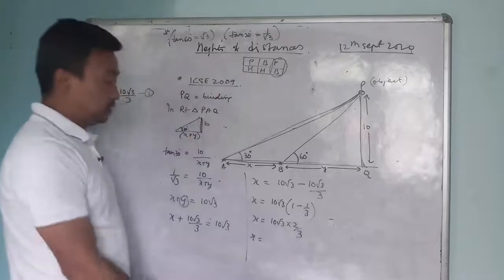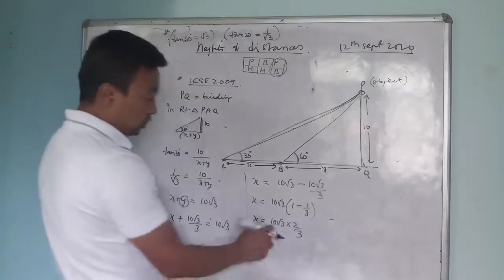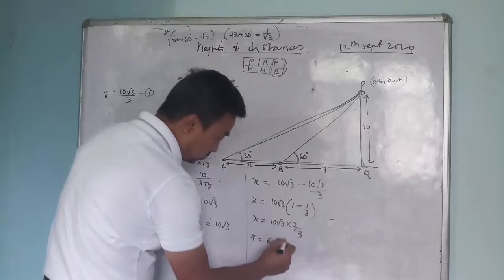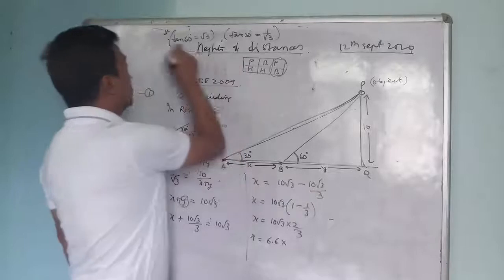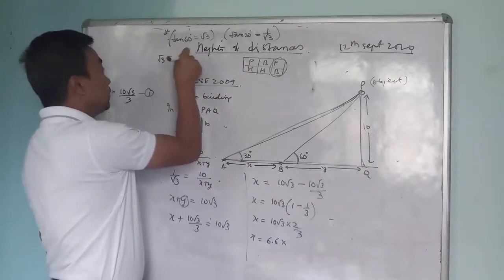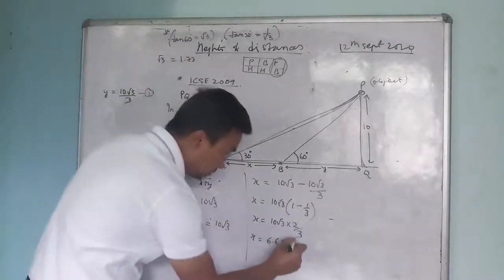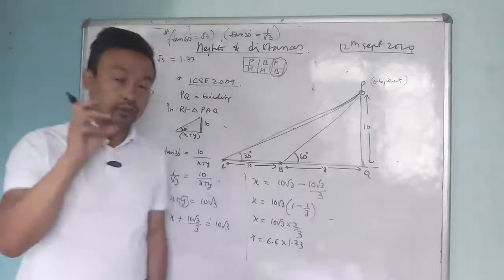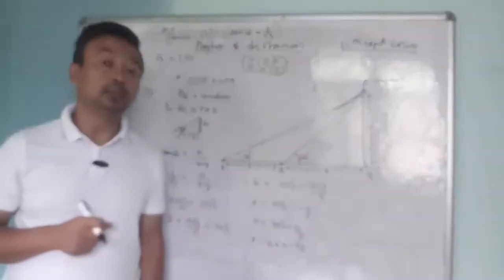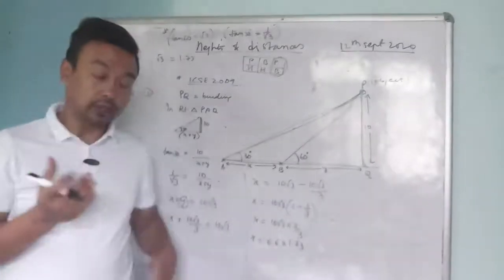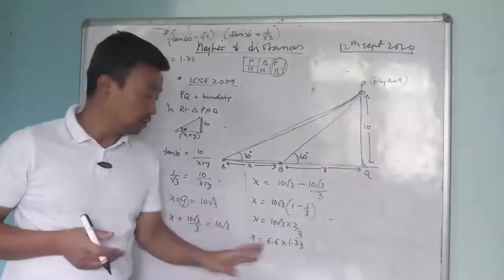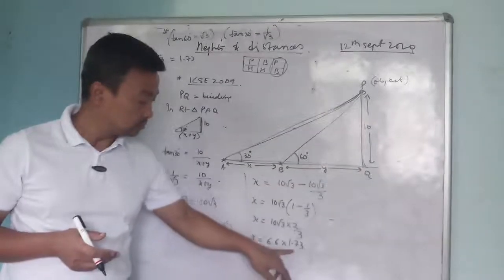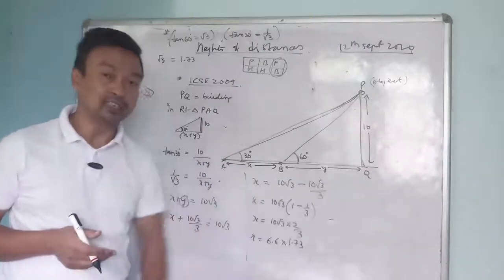2 into 10 is 20, 20 divided by 3, 3 sixes are 18, something like 6.6 you will get. And root 3, you can also get the value from the table. You can use that trigonometric table. It is allowed to use in the exam also. You can ask for the table and find the value of root 3. Otherwise you remember it, 1.73. But you are allowed to use the table in the examination hall.